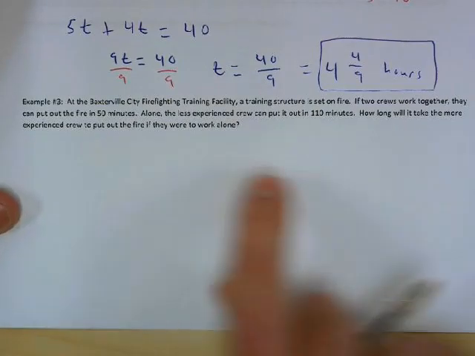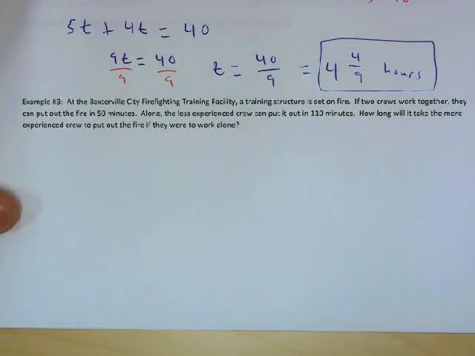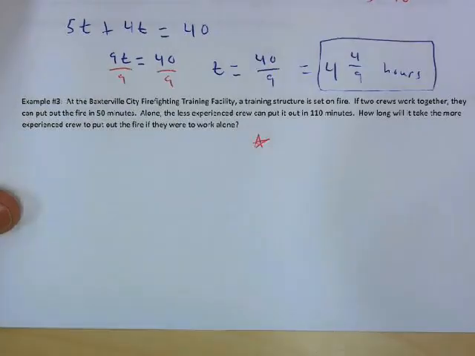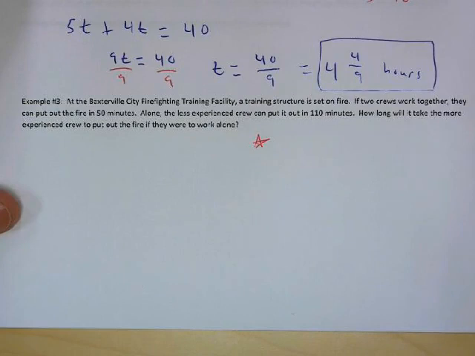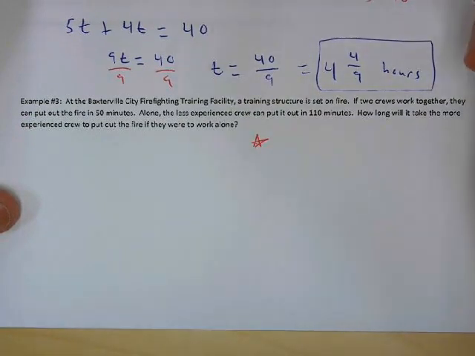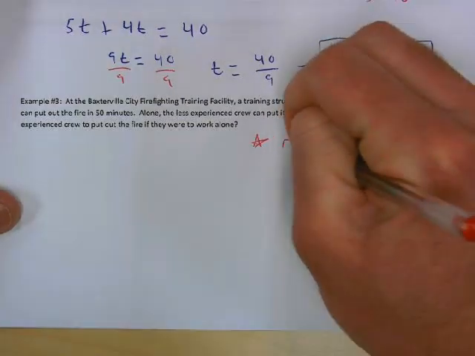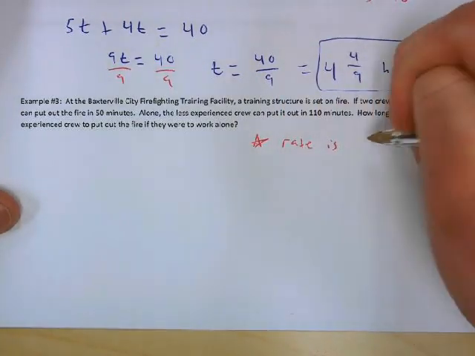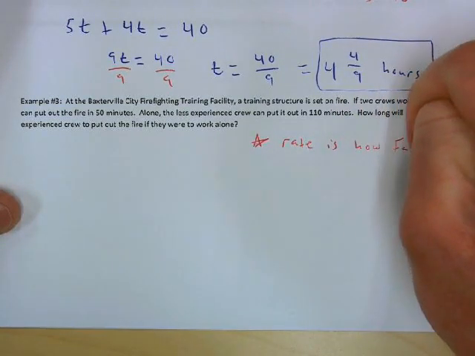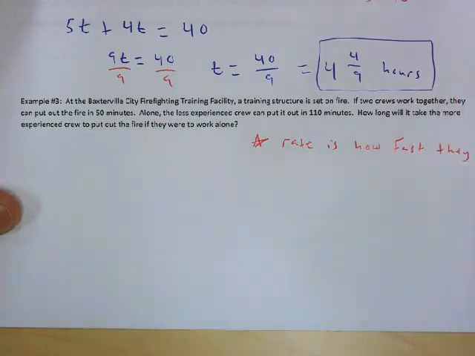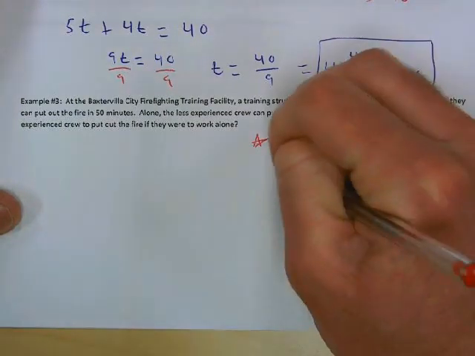We want to see how long it takes the more experienced crew to put out the fire if they were working alone. One of the keys to keep in mind for this one: this time we're not working by the hour. This time it's how many minutes they can put out the fire in. So we're going to write: rate is how fast they work per minute.